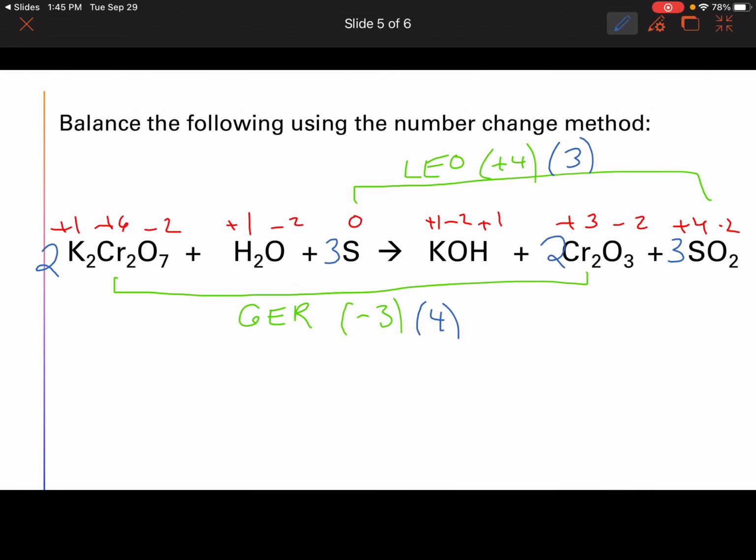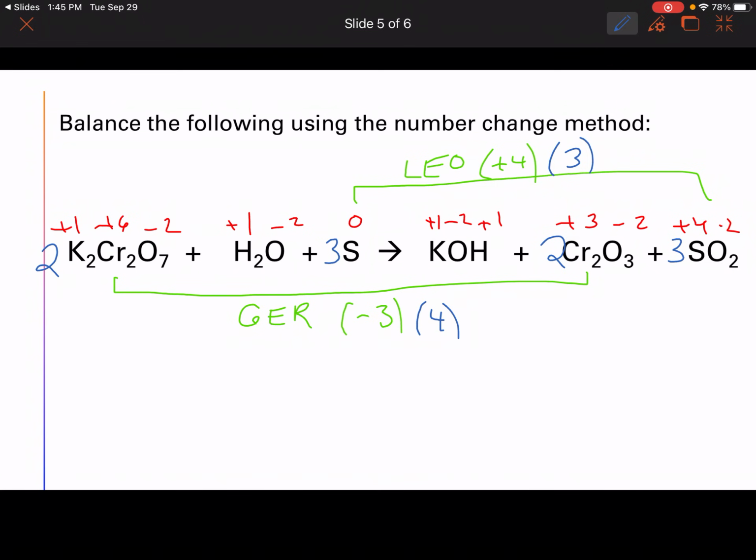So I need a 2 here because I need 4 chromiums altogether. So I'm going to use the coefficient 2 there. And so now this is an example where you need to balance the rest by inspection because it's not going to work out. So you've got sulfur and chromium already taken care of.